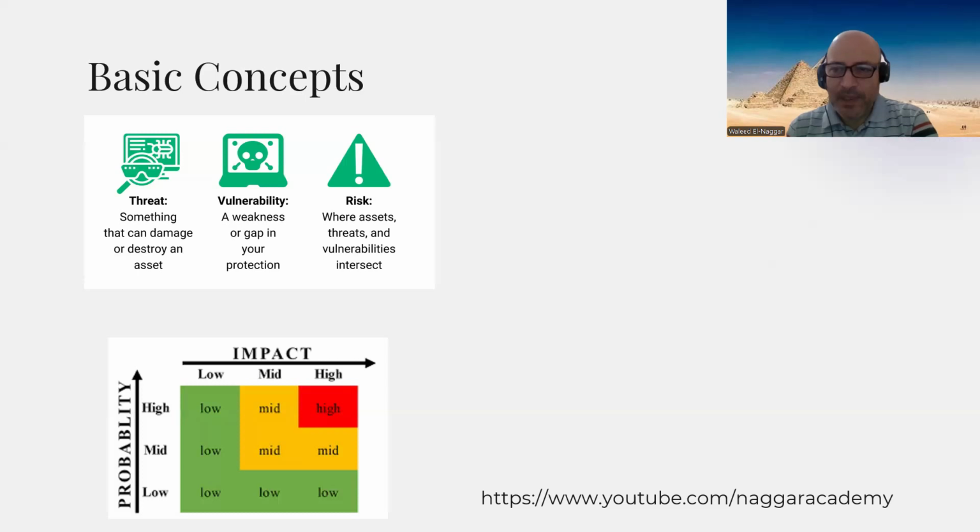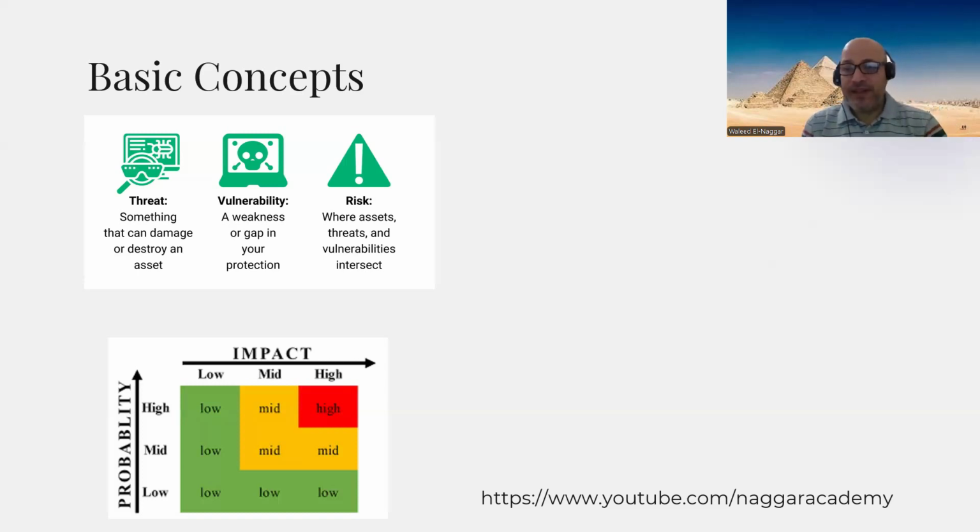You cannot have the same attention and the same cost and the same controls for a risk that has high probability, as for a risk that has low probability. And also, when this risk materializes, will it have a huge impact? Will it have a high impact? Will it have a medium impact? Will it have a low impact?